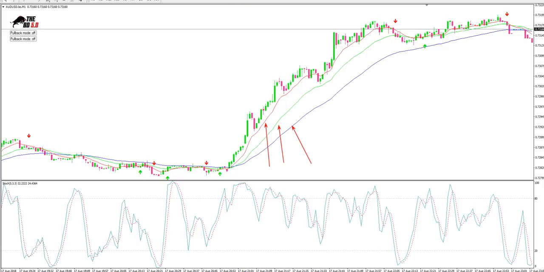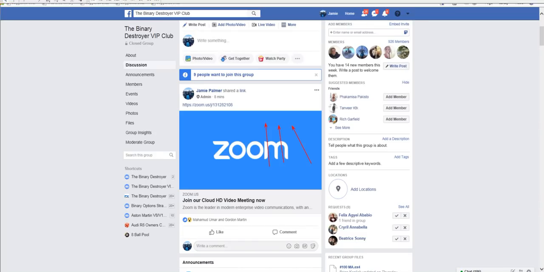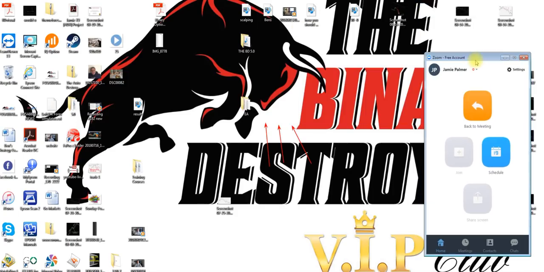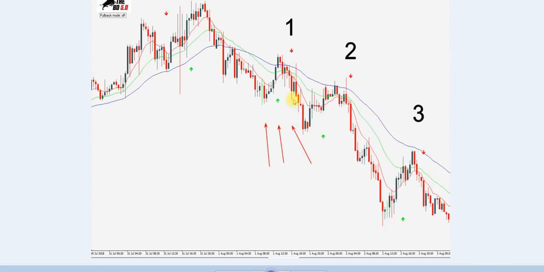In fact, hold on, let me just... I was doing a bit of homework. See if you understand this. This is exactly the same setup as this. There's nothing different. This is part of the learning for our members area. This is a perfect kind of setup that we want to be looking for.